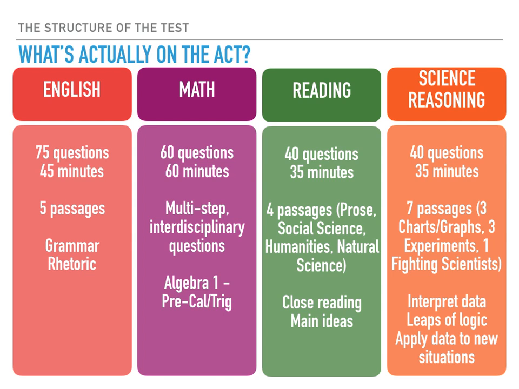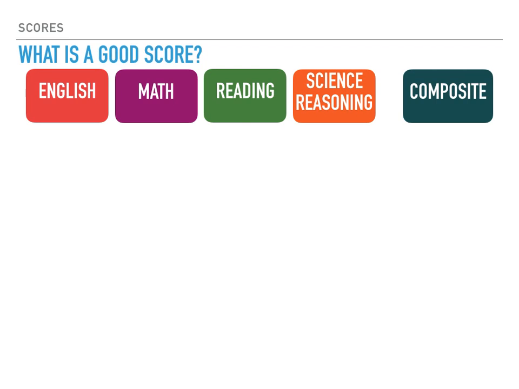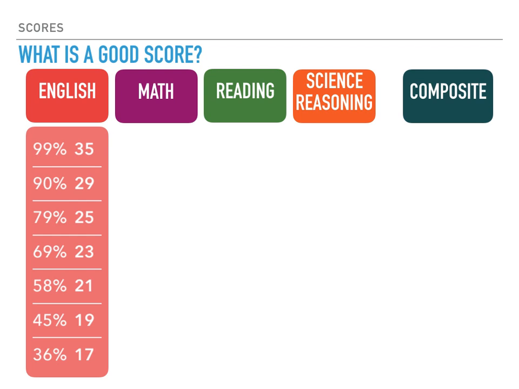So for each one of these sections you get a score, and then they average them together to give you your composite score. Let's take a quick look at these so that you can see what's going on. What you're looking at here is the percentile for each score. On the ACT, a perfect score is a 36. On the English section, a 35 is about the 99th percentile. A 23 would be the 69th percentile, and a 17 would be the 36th percentile.